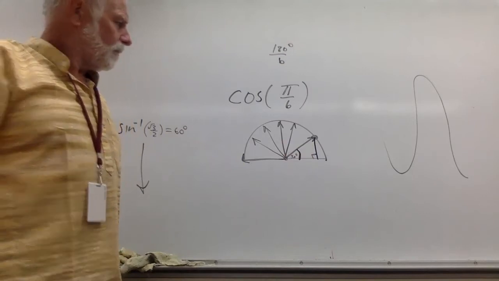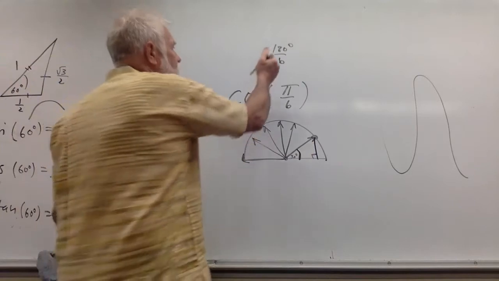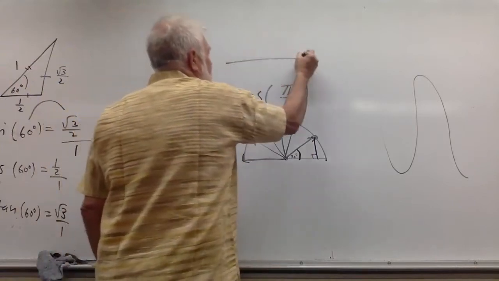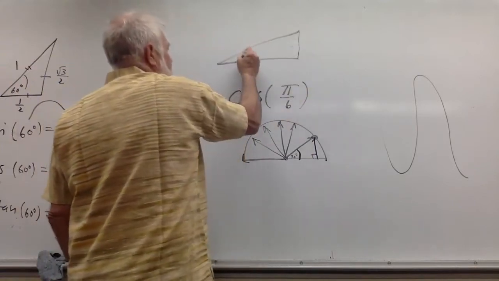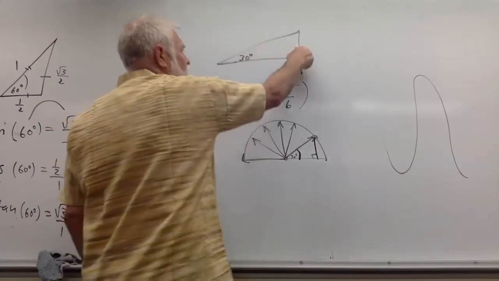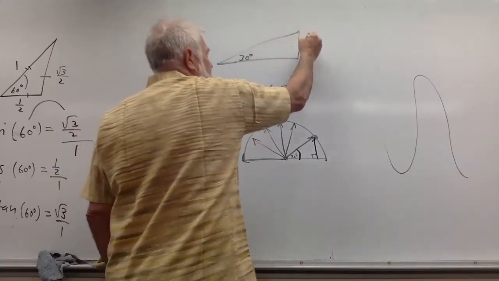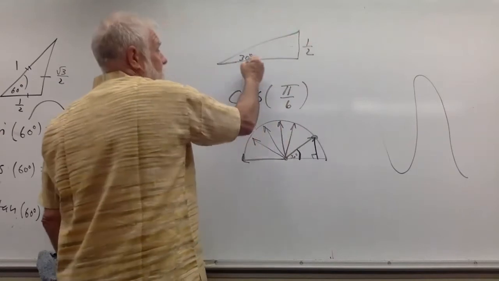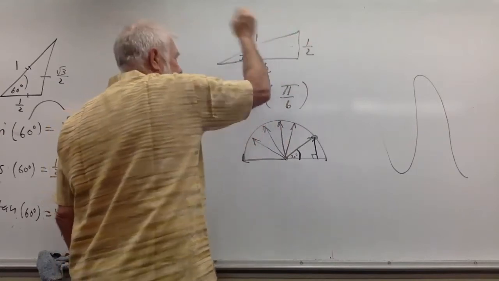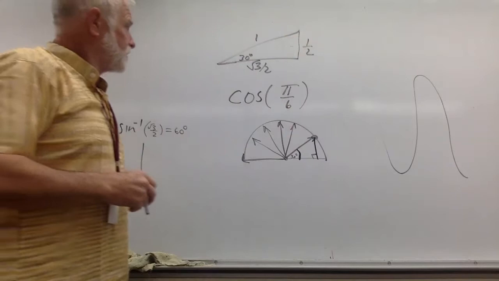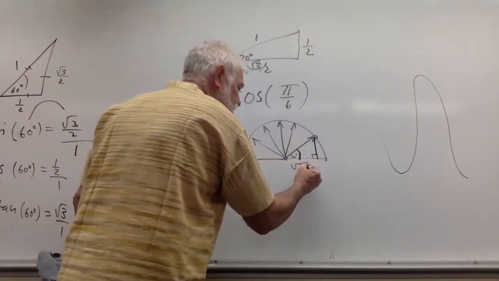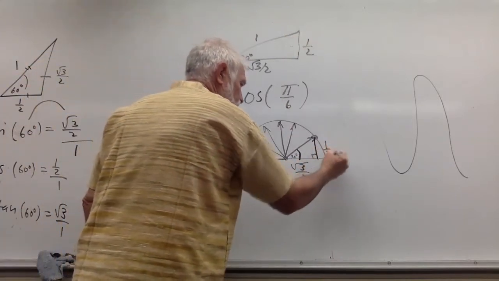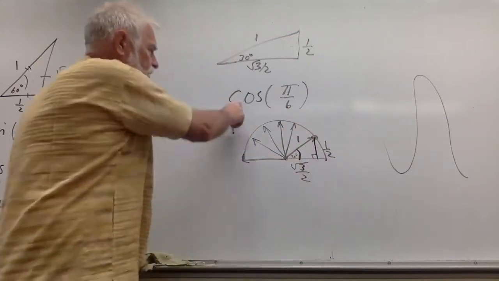Well, I guess I want to look at a 30-degree triangle. There's 30 degrees. The smallest side of a 30, 60, 90 triangle is a half. So I guess this is root 3 over 2, this is 1/2, and this is 1. And I wanted the cosine.